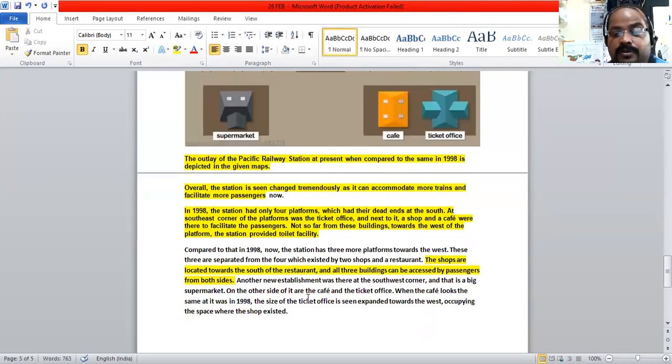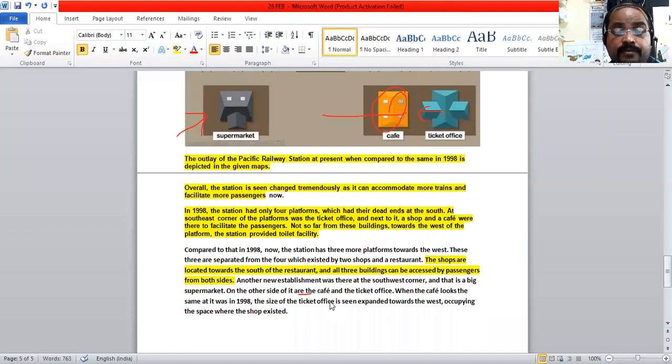Another new establishment was there at the southwest corner. So here we can see the southwest corner, that is the supermarket here. On the other side of it, the cafe and the ticket office. The cafe looks the same as it was in 1998, no change happened. The size of the ticket office is seen expanded towards the west, occupying the space where the shop existed. So there was a shop which was there in 1998. So the ticket office occupied its space right now. This is what we can see from the map.